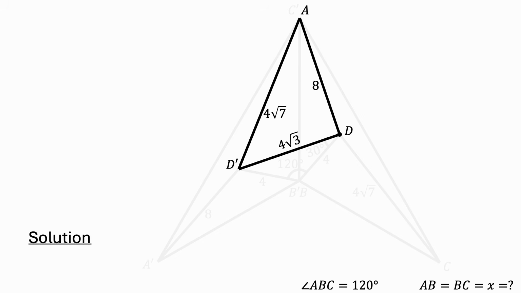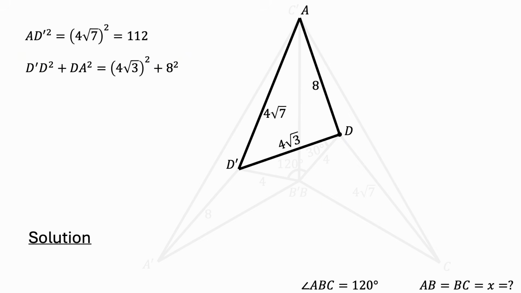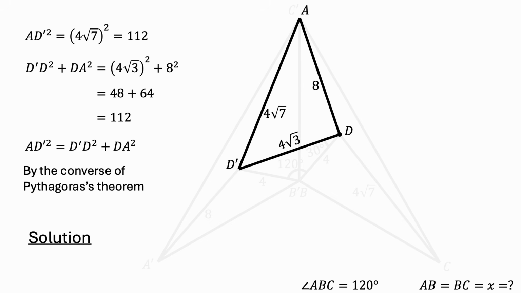Next, consider triangle AD prime D. AD prime squared equals 4 square root 7 squared equals 112. And D prime D squared plus DA squared equals 4 square root 3 squared plus 8 squared, which equals 48 plus 64, which equals 112. Since AD prime squared equals D prime D squared plus DA squared, by the converse of Pythagoras theorem, triangle AD prime D is right angled at D. So angle D prime DA equals 90 degrees.